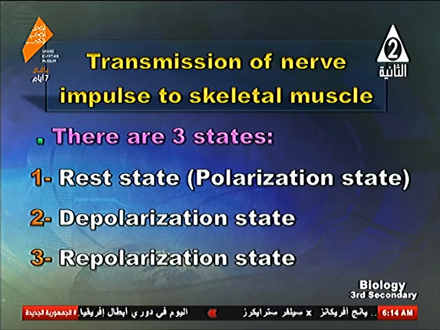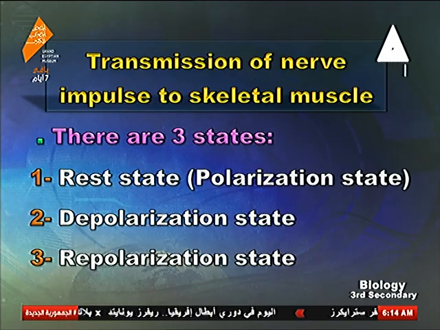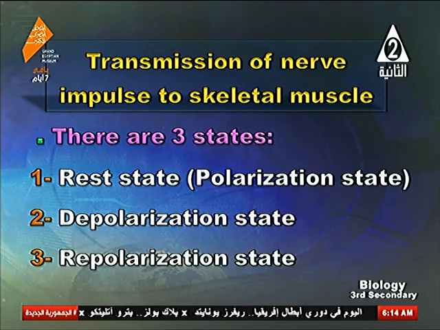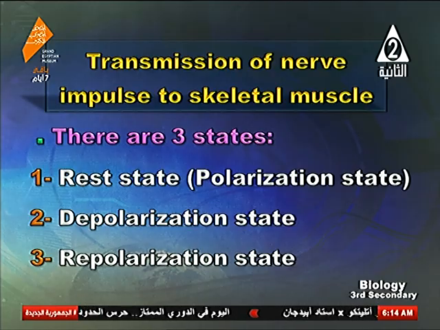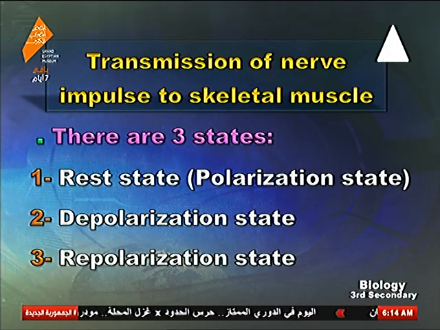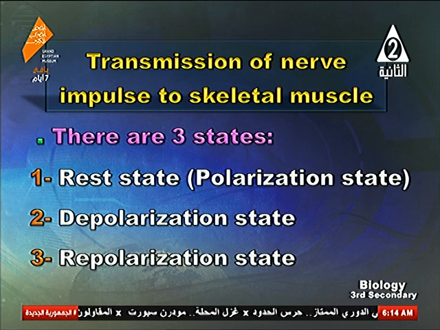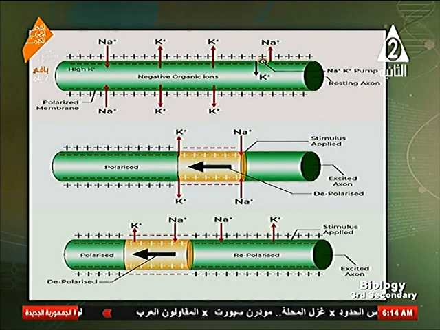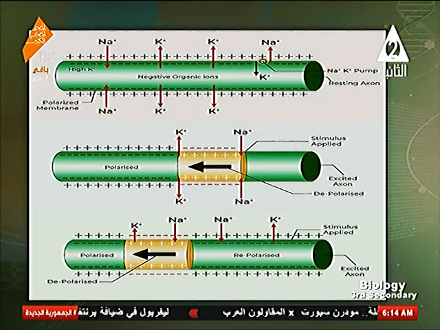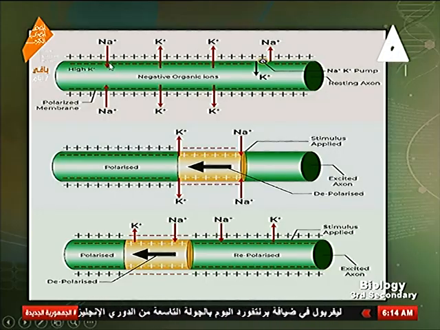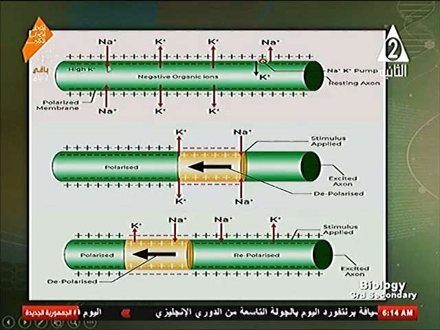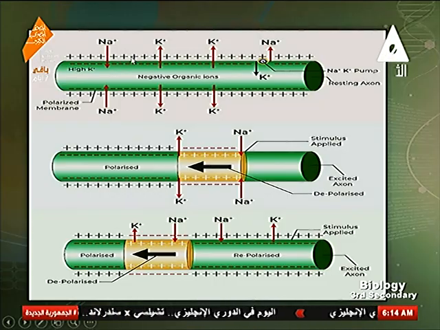The rest state is followed by the depolarization state, and then we would like to return back to rest by a state called the repolarization state. These are the 3 states. The first one is the rest state or polarization state. The outer is positively charged and the inner is negatively charged. The potential difference between them is called the polarization state.